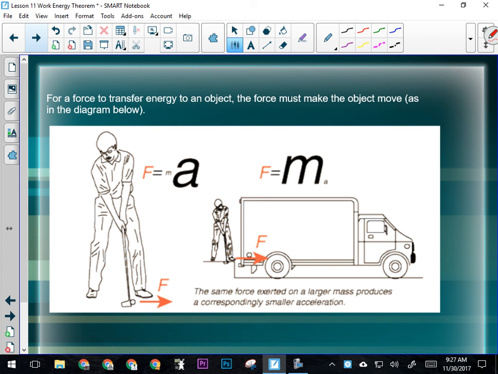Okay, so if we're looking at this situation here, let's say in the first situation, the golfer in both situations just swings normally. He can exert a certain amount of force with that swing. In the first swing, he's hitting a very small mass. That will produce a very large acceleration. In this one, he's using the same force on a very large mass, which will produce a very small acceleration. This is why mass matters.